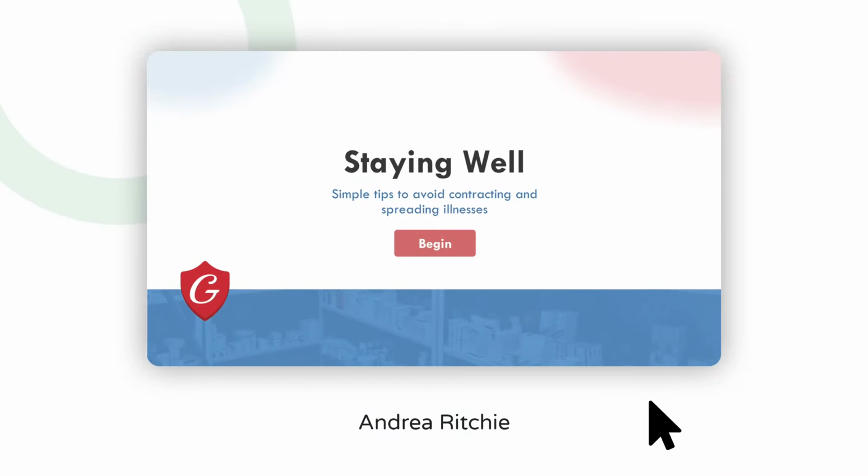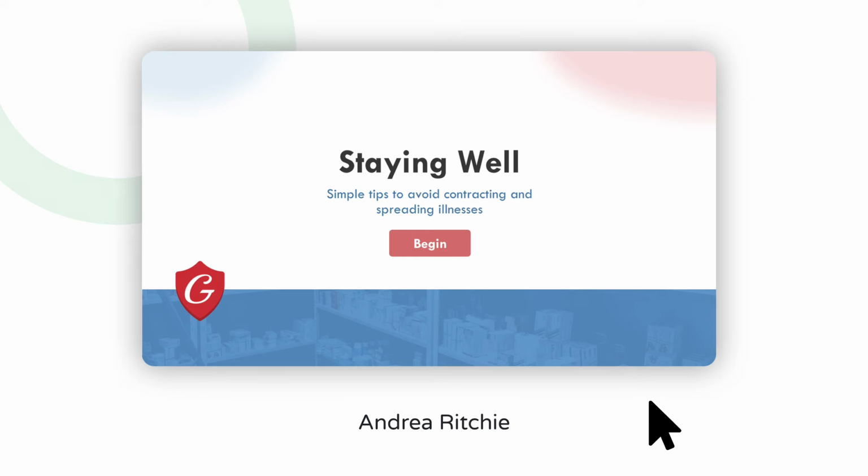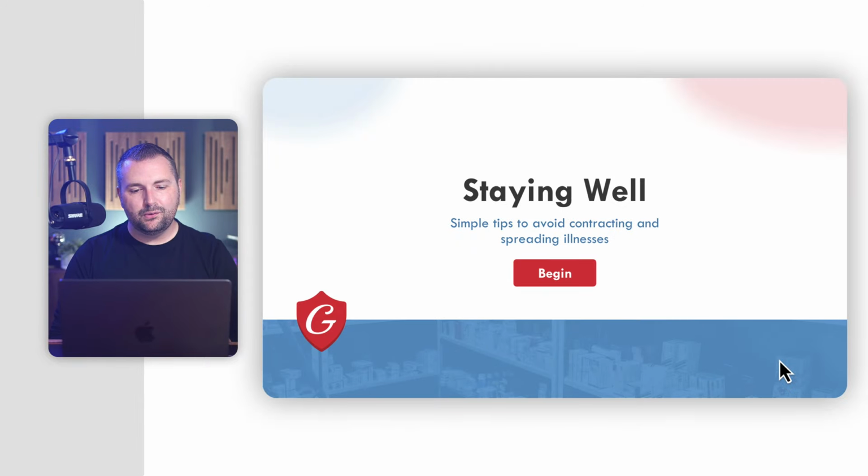All right, so the first of our top submissions for our December 2023 Community Design Challenge comes from Andrea Ritchie with her course on staying well, simple tips to avoid contracting and spreading illness. So as we take a look at her project, which was built in Articulate Storyline, we can see that Andrea did a really, really amazing job with adapting the look and feel from our style guide and the Gilbert's branding to create her course. So I'll go ahead and click the begin button here and we'll jump in.